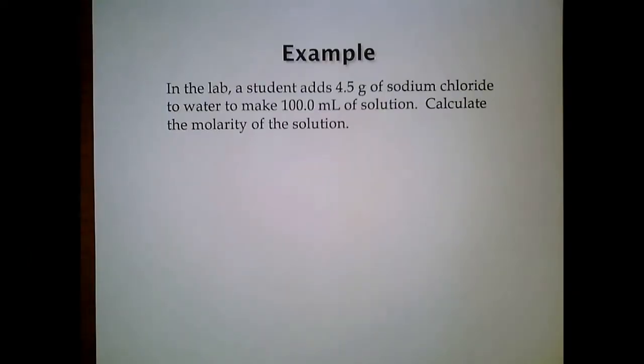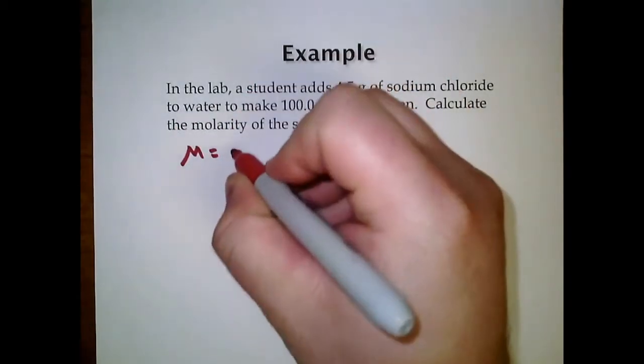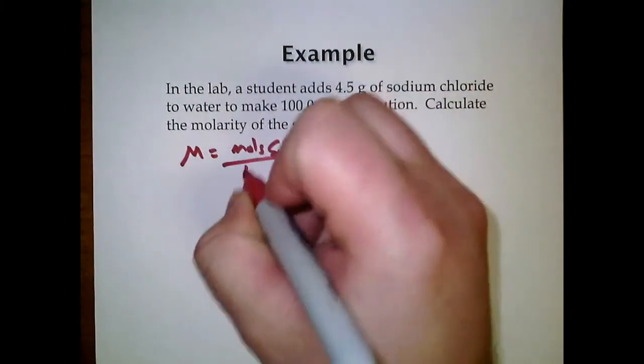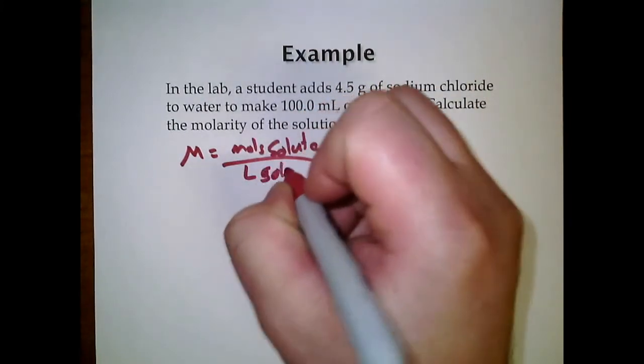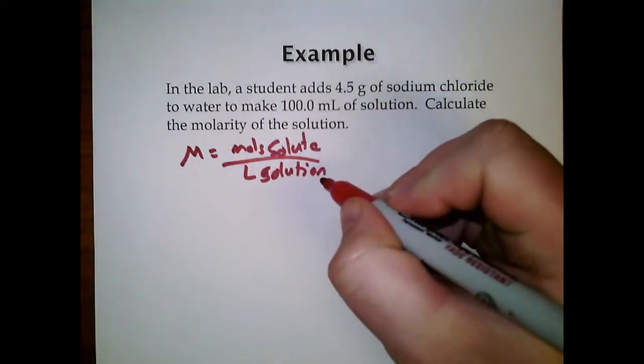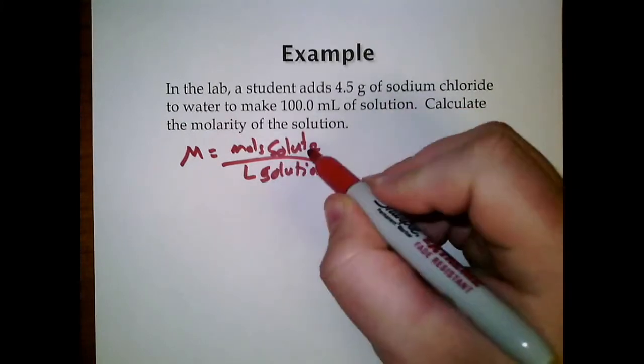Okay, so in the lab, a student adds 4.5 grams of sodium chloride, which is salt, to water to make 100.0 milliliters of solution. Calculate the molarity or the concentration of this solution. So, to start off, the molarity is equal to the moles of solute divided by liters of solution. Okay, that's how we're going to calculate it. So I need to find moles of solute and liters of solution, neither of which were given to me by the equation. So first off, start with the moles of solute.